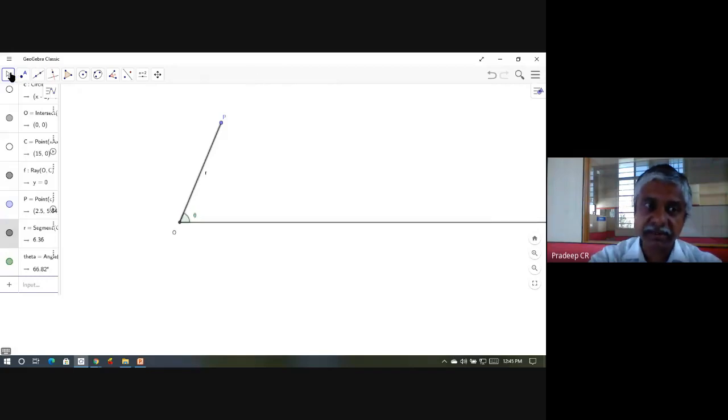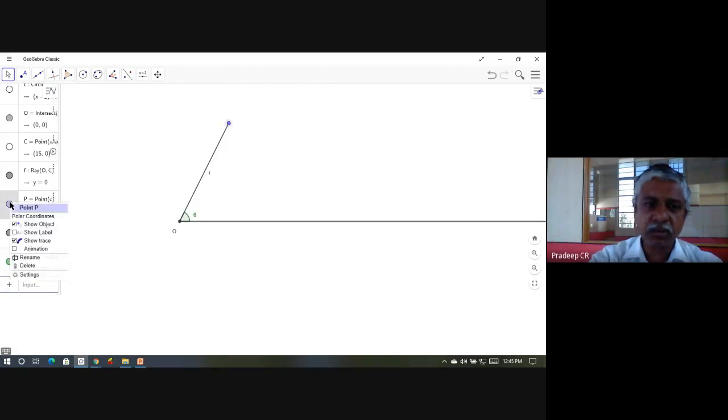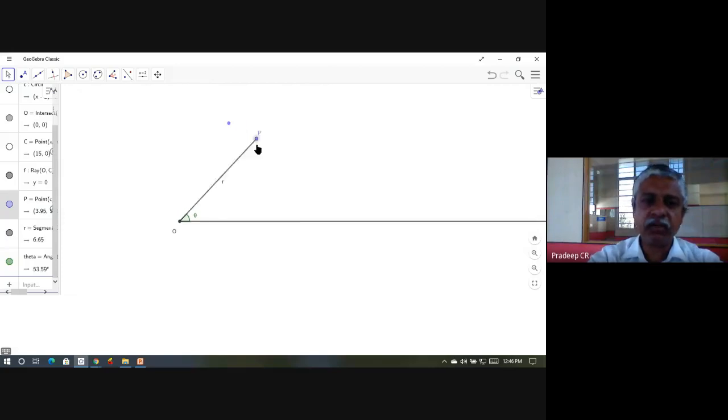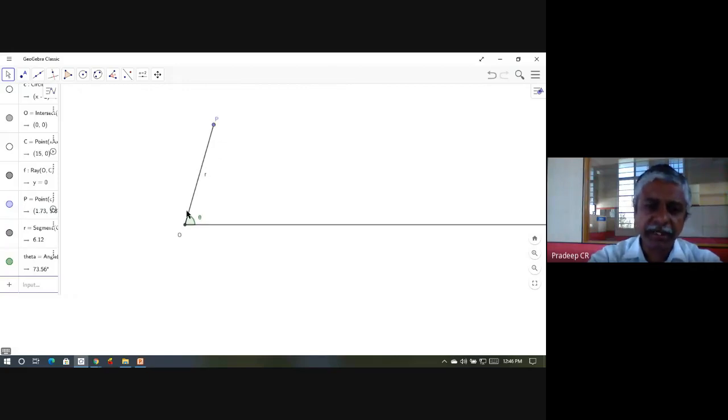See, as the angle changes, you will see that the point will also change, or both. See, this is the trace of it. You can see how the point is moving. So to specify a point, I need to tell you how far it is from the origin and what this angle is. If I tell you these two things, the point P is clearly defined.